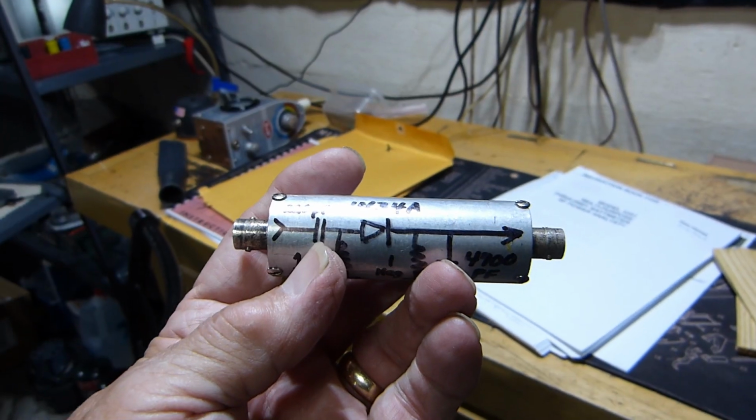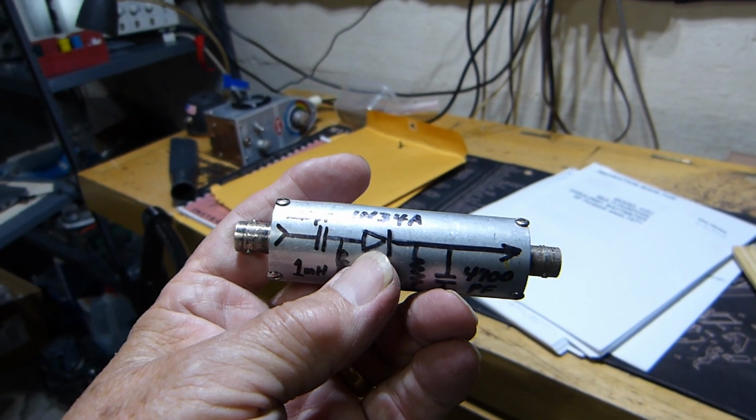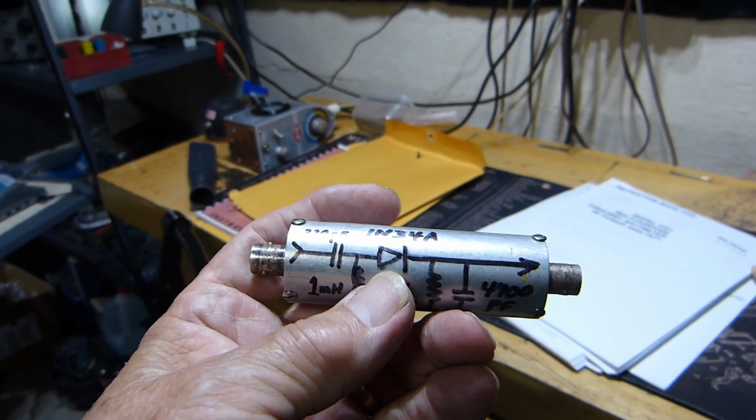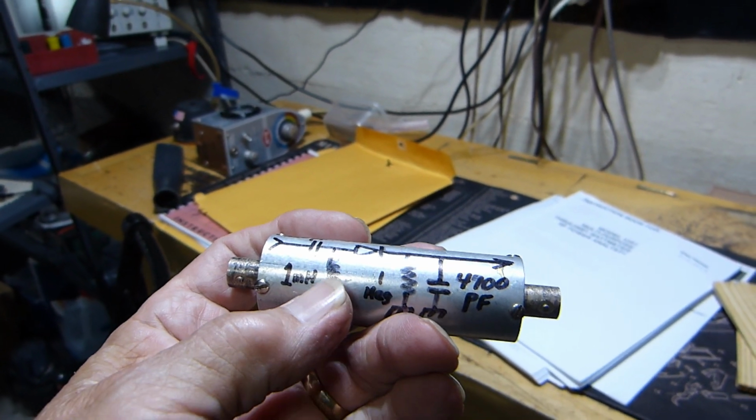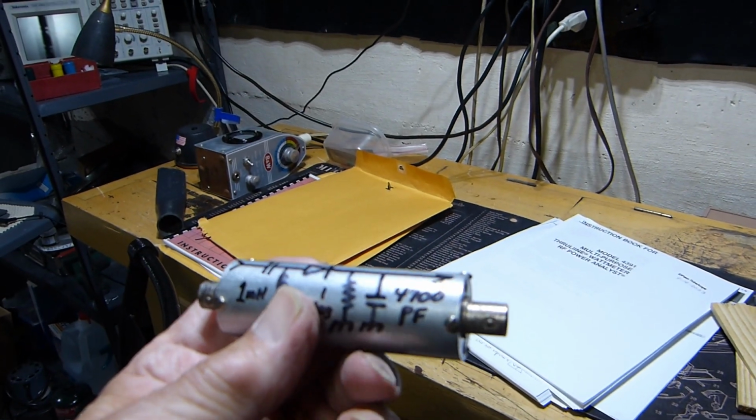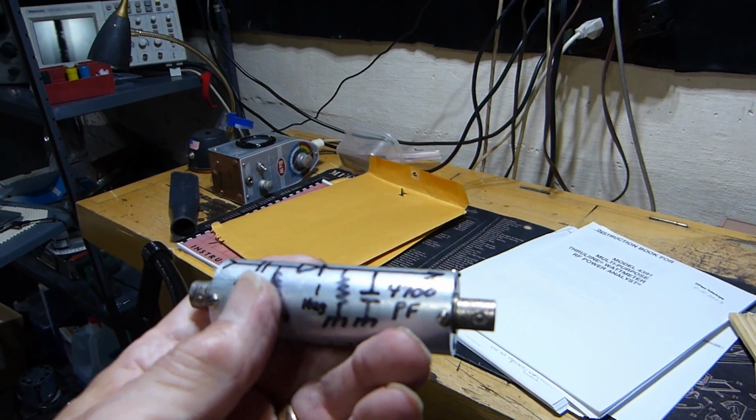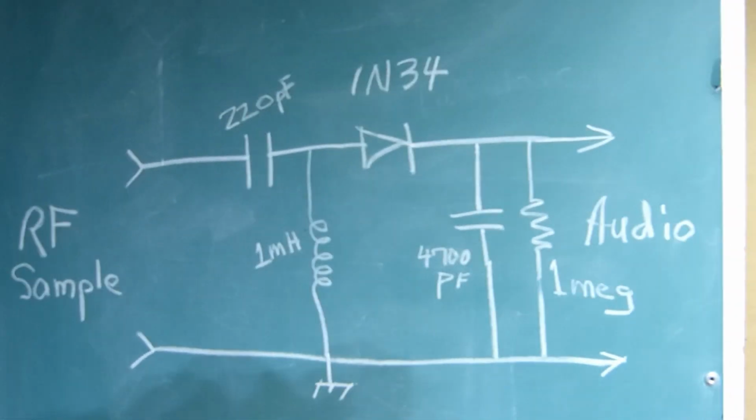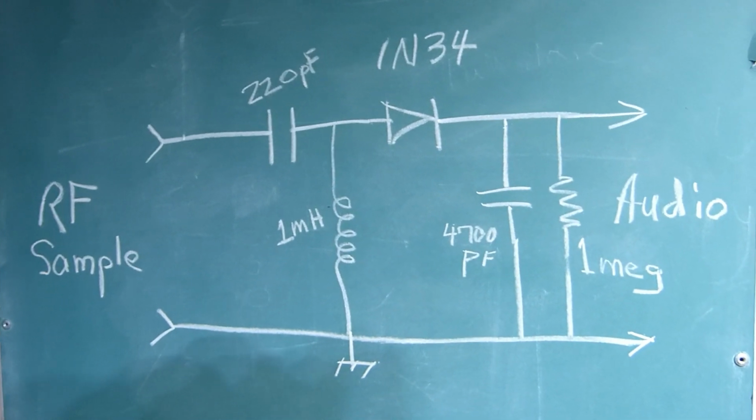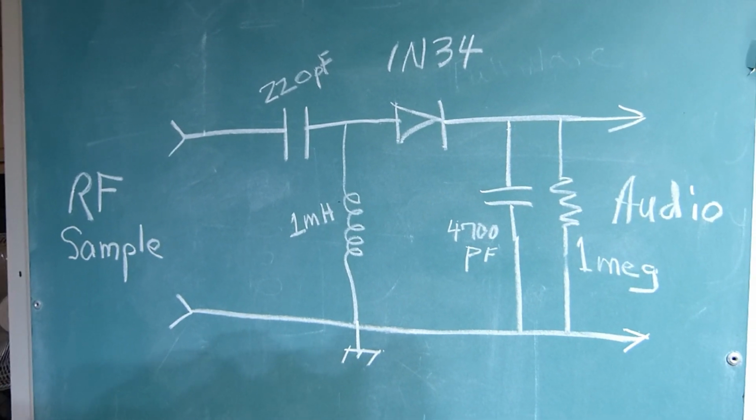As you can see, there's a capacitor, a diode. This is a 1N34. The one that's in here is probably from the 1950s. Got a little choke right here, and the resistor and the capacitor. And that's really it. Here's the schematic of it right here. There's a real legitimate schematic of it. You can find these things all over the internet.